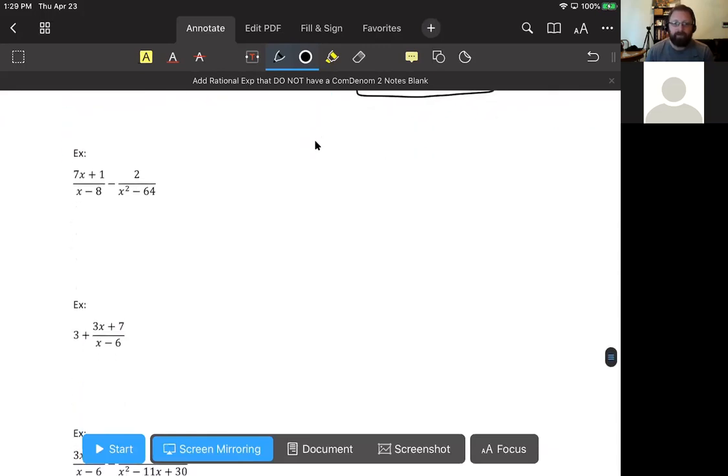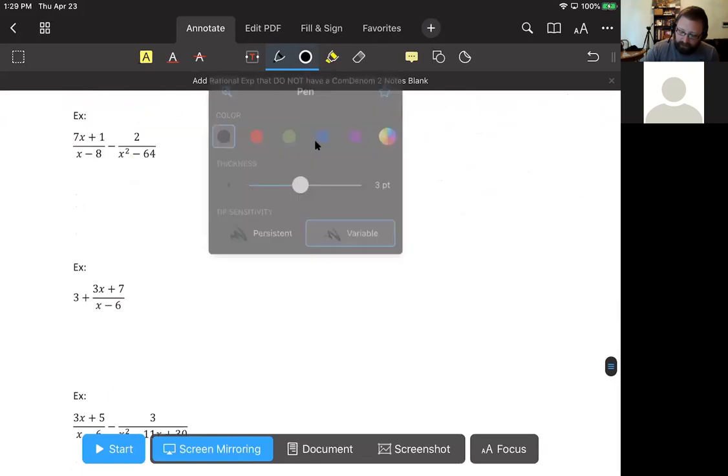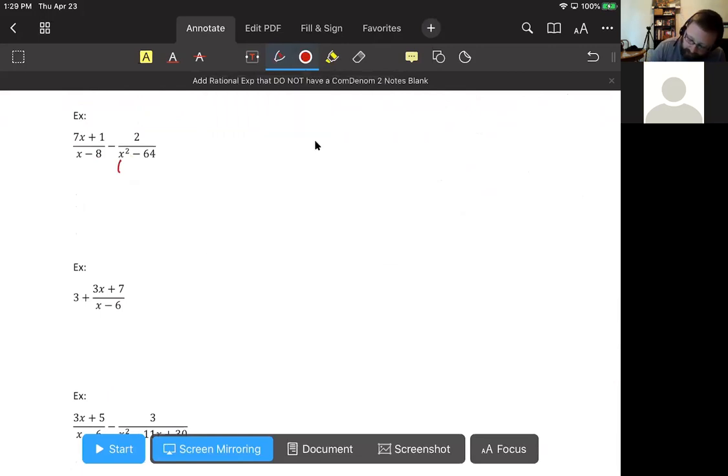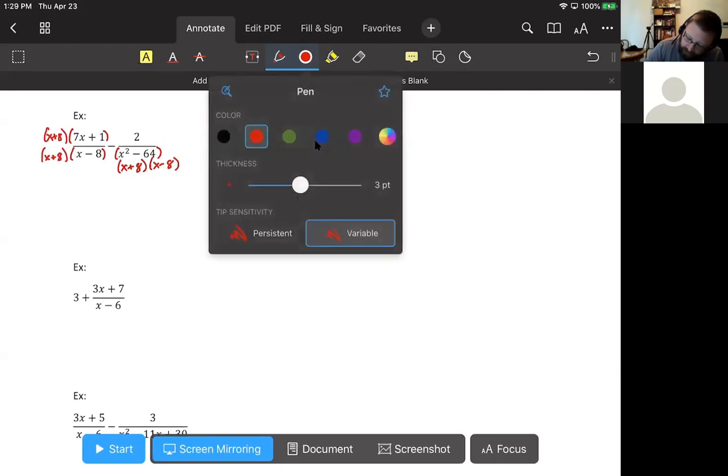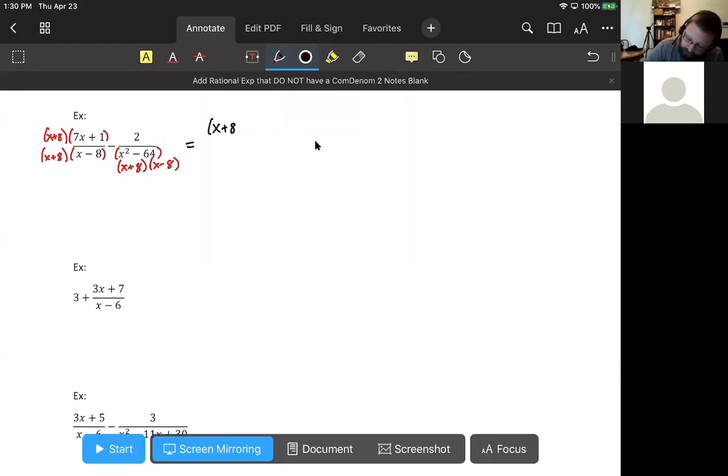Okay, so here's our next example. We've seen one like this one before, so this is more or less us looking at one that we've already seen. We need to recognize difference of two perfect squares in that second denominator and factor it into x plus 8 times x minus 8. What that tells us is that our first fraction, in order to have a common denominator, needs to be multiplied by x plus 8. So our first step would be to multiply x plus 8 into that first fraction.